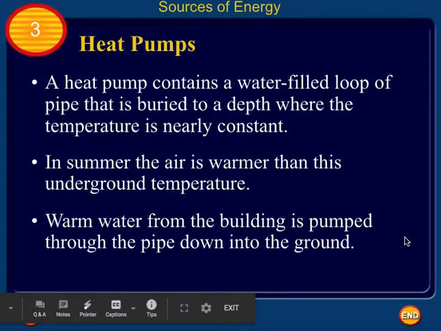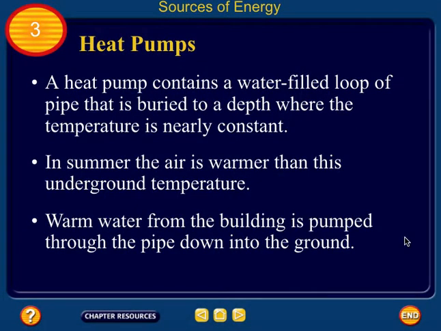Heat pumps. Geothermal heat helps keep the temperature of the ground at a depth of several meters at a nearly constant temperature of about 10 degrees Celsius to 20 degrees Celsius. This constant temperature can be used to cool and heat buildings by using a heat pump. A heat pump contains a water-filled loop of pipe that is buried to a depth where the temperature is nearly constant. In the summer, the air is warmer than this underground temperature. The warm water from the building is pumped through the pipe down into the ground. The water cools and then is pumped back to the house where it absorbs more heat, and the cycle is repeated. During the winter, the air is cooler than the ground below. Then cool water absorbs heat from the ground and releases it into the house.